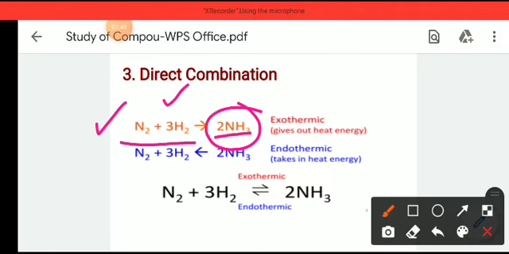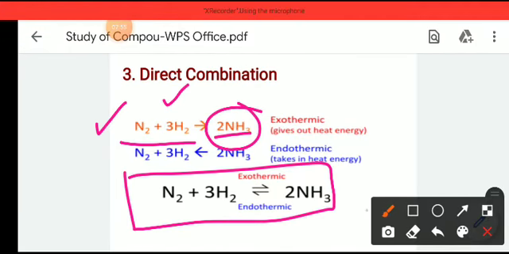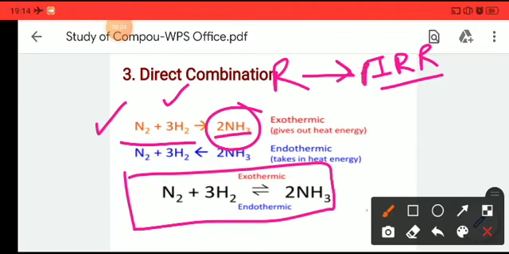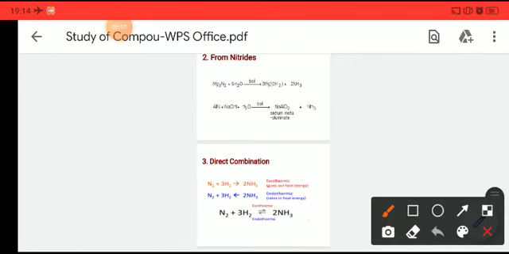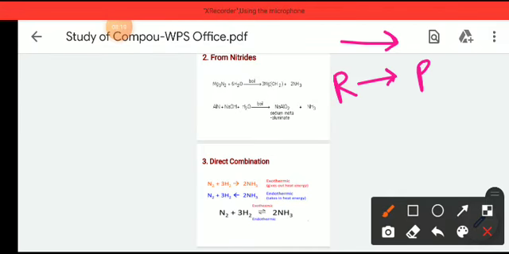This is mainly an exothermic reaction, and it is a reversible reaction. In this way you can see that whenever this sign is there, this is the irreversible reaction. That means only one way, only reactant to product. Suppose I am just explaining to you that this is a reactant and this is a product. So if this one-way sign is there, that means only from reactant can product form. From product we cannot produce reactant.